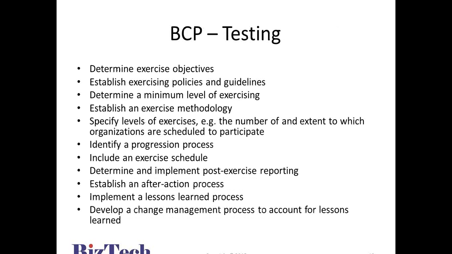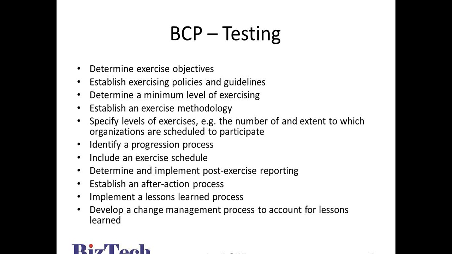Well, when the plan is made, you need to test the plan. So you need to determine exercise objectives, establish policies and guidelines. Sometimes people just do it once and forget about it. So that's why we talk about business continuity management, in which you have policies and guidelines, and then testing would be part of it. And then determine the minimum level of exercise. So what are the levels of exercise in the plan? You need to have a methodology in place, whether you do tabletop exercises or simulations, and specify the level of exercises. And these are just some examples.